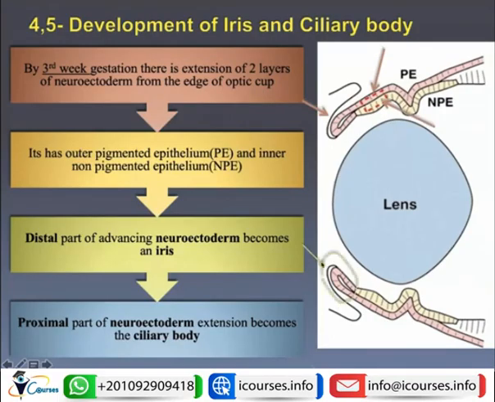The distal part will form the iris. So the distal part of the edge of the neuroectoderm of the optic cup will form the iris, while the proximal edge will form the ciliary body. So here is the iris, and here is the ciliary body. So they are formed of pigmented and non-pigmented layers. Both of them will form from the neuroectoderm of the edge of the optic cup.